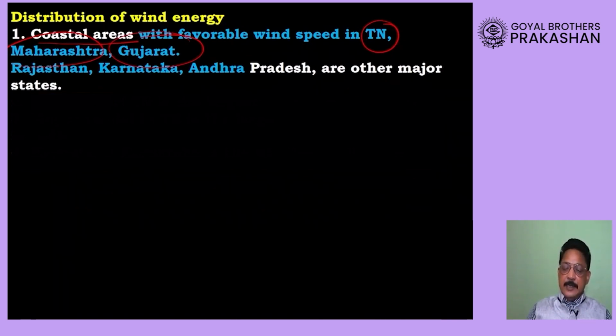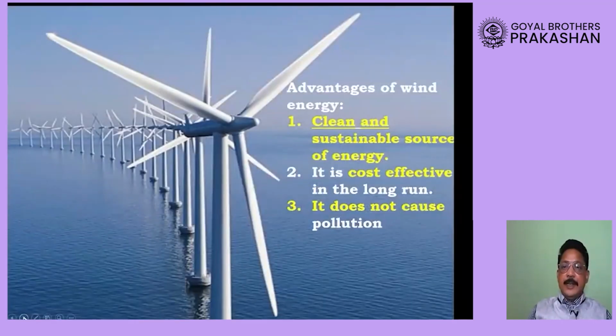Now Rajasthan, Karnataka and Andhra Pradesh, even though they are not coastal, have selected some open places where wind blows with good speed, in order to produce electricity. Coastal areas, I already told you, are good places.